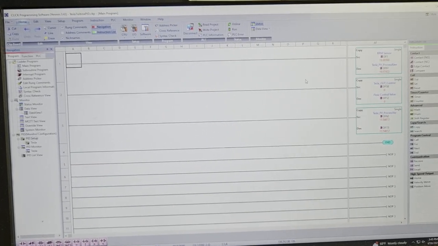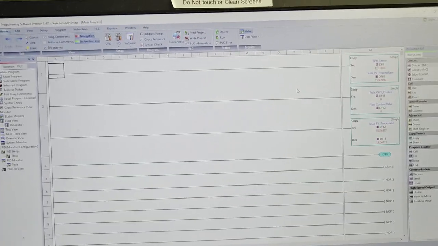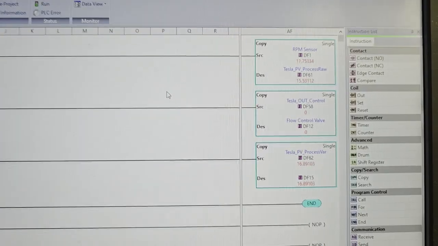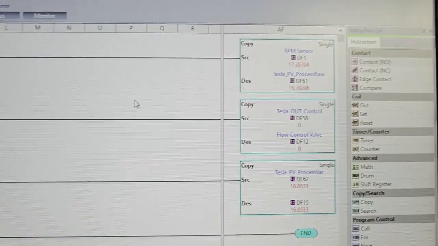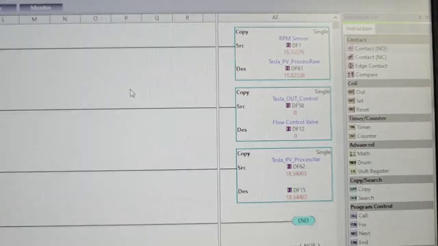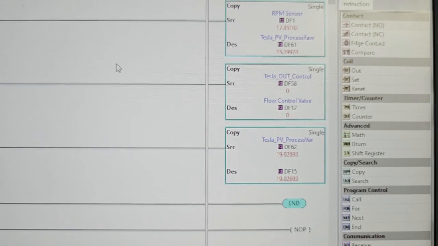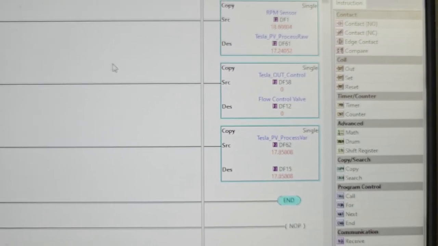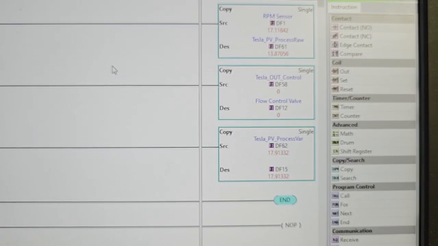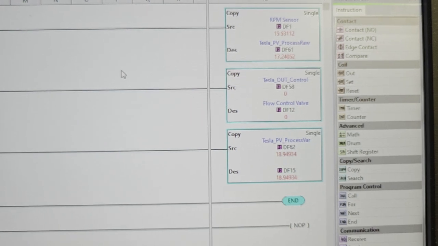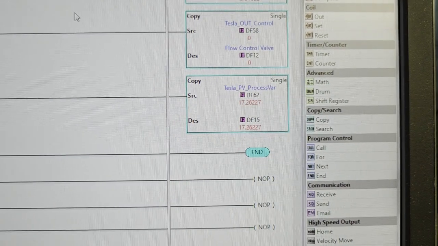Here's our PLC code and PID settings for our Tesla turbine. We have three blocks of code. One is copying the RPM sensor output into the process raw variable in the PID. The second is the output control into the flow control valve, depending on what the PID system needs to control the process variable. And finally, the last one is the process variable into our DF15.